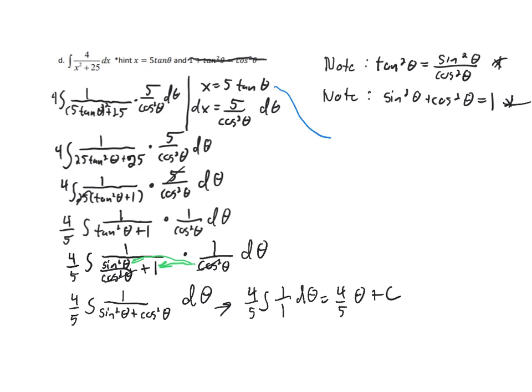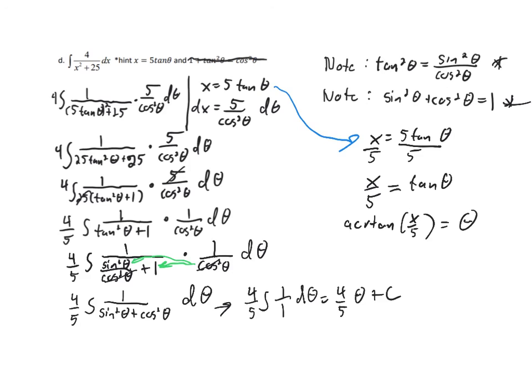Similarly to what we did with the arc sine, we need to replace theta with an x. So let's pull that down. If x equals 5 tan theta, solving for theta, we can divide by 5. x over 5 equals tan theta. So arctan x over 5 is theta. If we plug that back in, our final answer is 4 over 5 arctan x over 5 plus c.